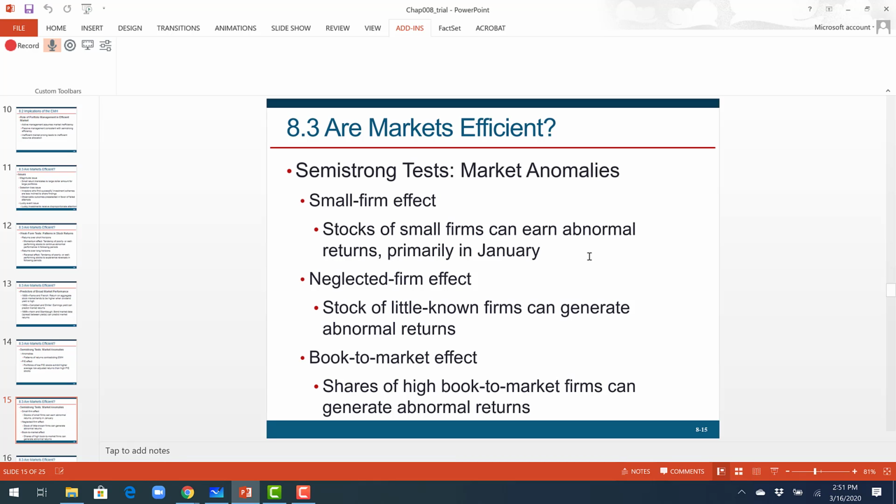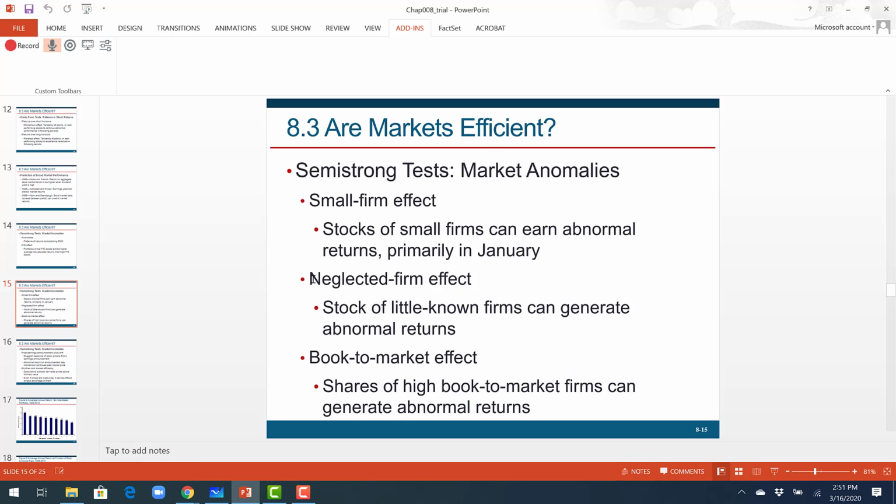So in December, there is all this selling pressure for these small losing stocks, and then in January there's a rebound, right? So small stocks rebound in January because they are sold off in December due to tax reasons. Okay, there are other explanations too, but this tax loss selling is a popular explanation for this so-called January effect.